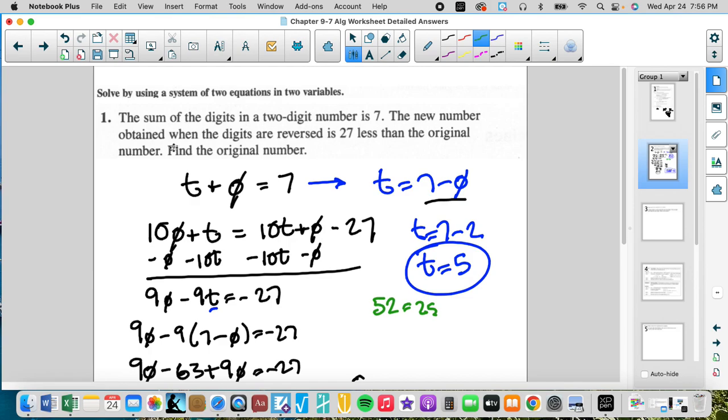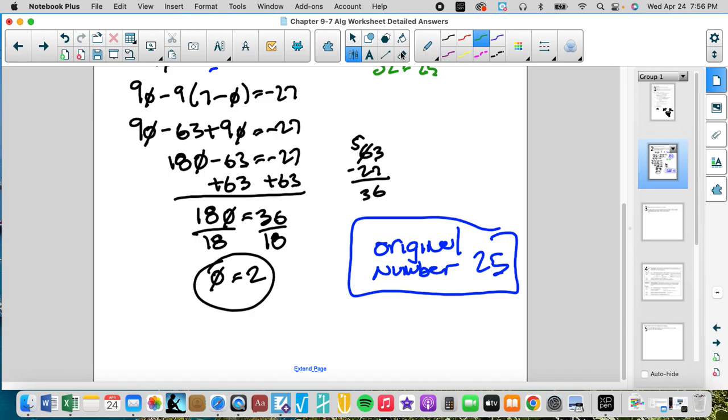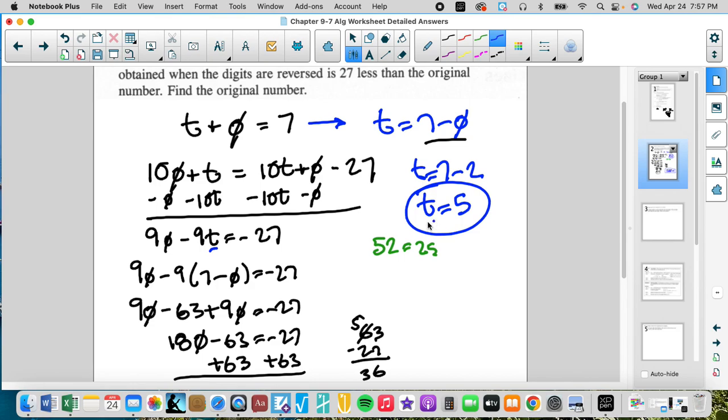Hello, tens place 52. The original number is 52. I didn't make a mistake. I just didn't write the 5 in the tens place and the 2 in the ones place. This is ones place. This is tens place. So the original number is 52. My bad.